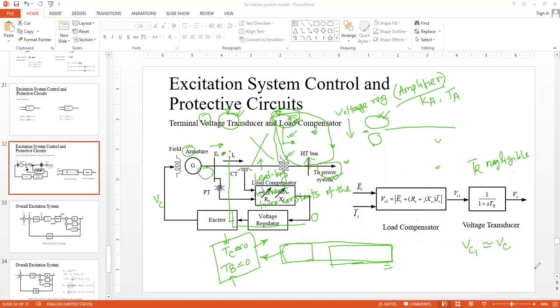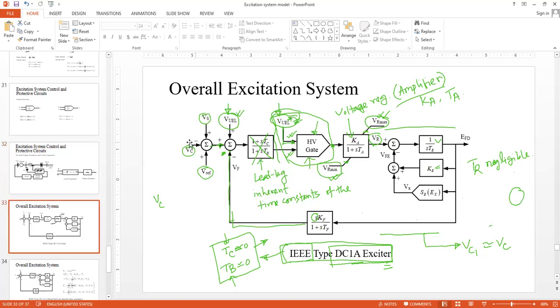So this is actually the output of the load compensator. This VC goes into the summing junction. In the next diagram, we will see where the VC is. This is the VC. This signal is coming from the load compensator. If you have a load compensator, LC in short, then this is the VC.